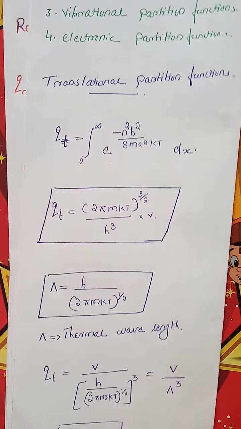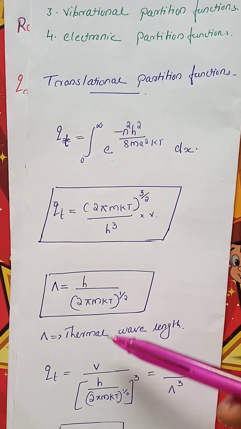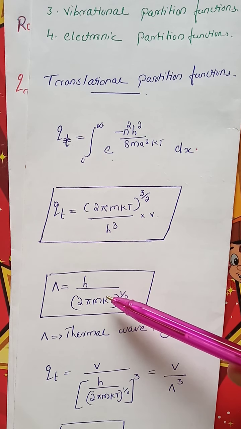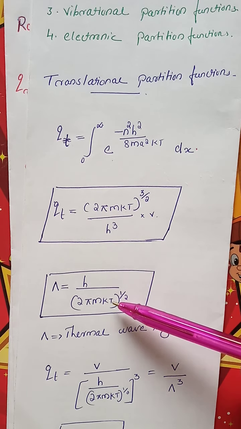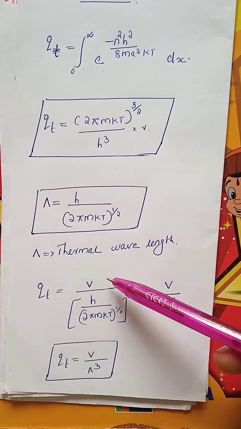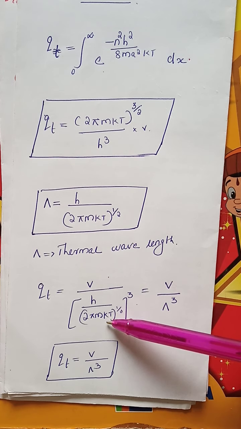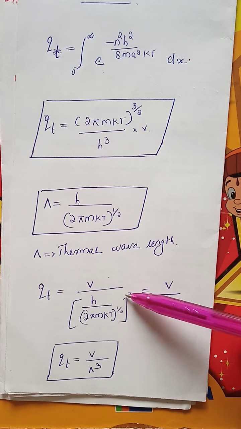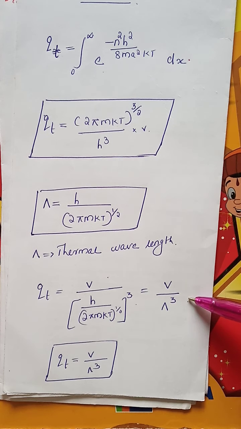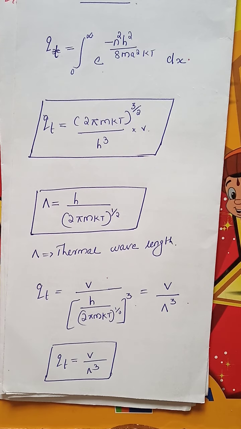And we know that lambda is equal to h by 2 pi m kT all raised to 1 by 2, where lambda is the thermal wavelength. By substituting this equation, that is rearranging this equation in terms of thermal wavelength, we can rearrange like this. Q translation is equal to V by the whole term is taken below, h by 2 pi m kT all raised to 1 by 2, and cube is taken as whole, that is equal to V by lambda cube. And we have the equation Q translation is equal to V by lambda cube.